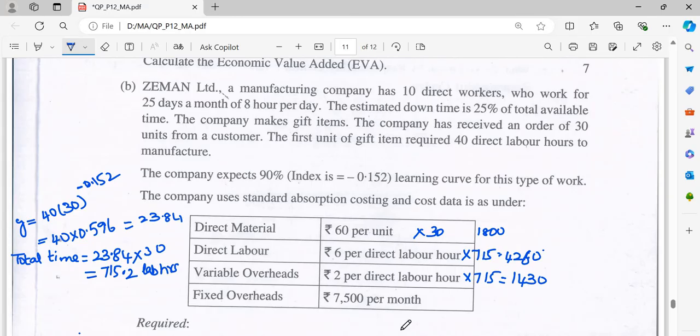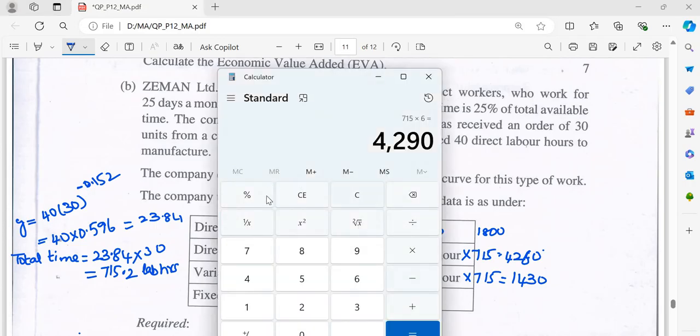And there is a downtime of 25%. So how many hours totally they are working? 25 days into 8 hours per day, and we have totally 10 workers. So total number of hours working is 2000. In this we have a downtime of 25%. So 75% will be altogether effective hours. So total is 1500.